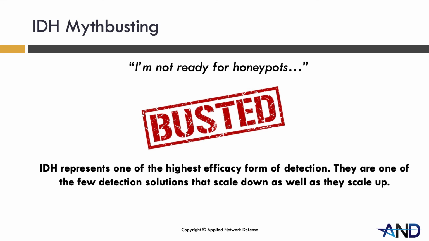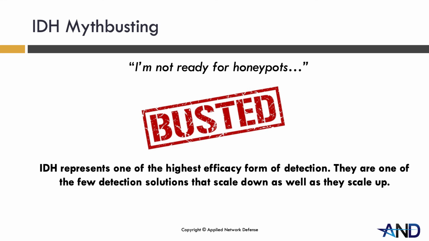They are one of the few detection solutions that scale down as well as they scale up, meaning they work incredibly effectively with low cost and low maintenance for small businesses. We don't have a lot of intrusion detection solutions that do that. Signature and anomaly-based IDS don't work very well for small businesses because of the amount of false positives and tuning they require. IDH, very little tuning. There's still a little bit with some types of them, but for the most part, it's very low amount of tuning, very low cost, very high efficacy.